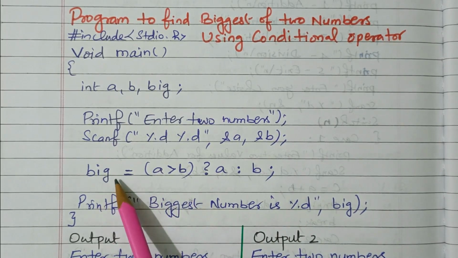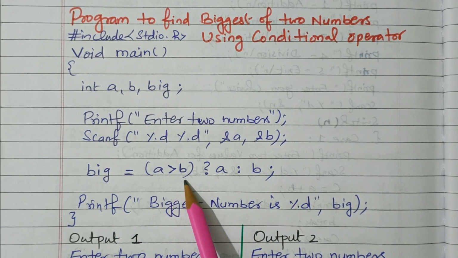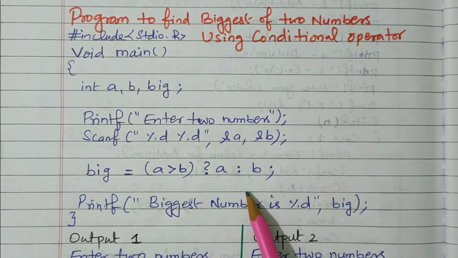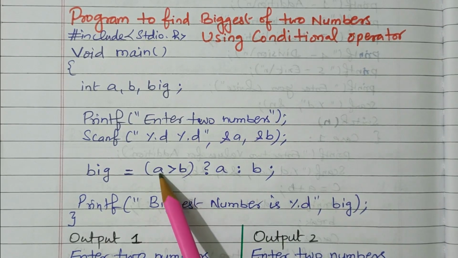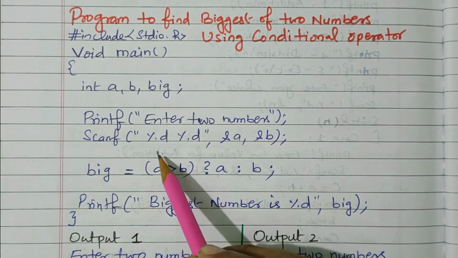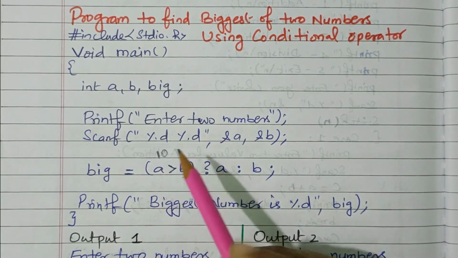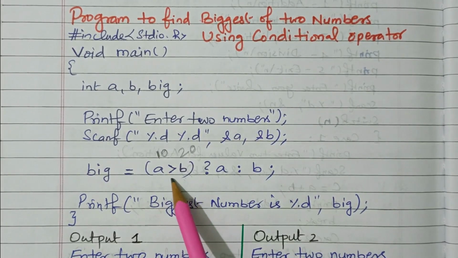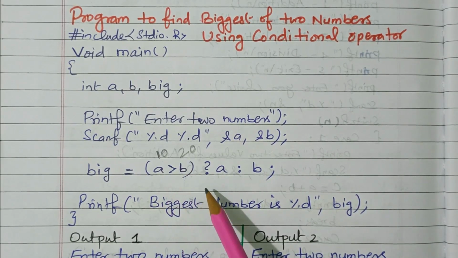So big = a > b ? a : b. What is the meaning? It will check this condition, A greater than B. We will take one example. The first value is 10, the second value is 20. So this condition is now false. A is not greater than B; B is greater. So what will happen?